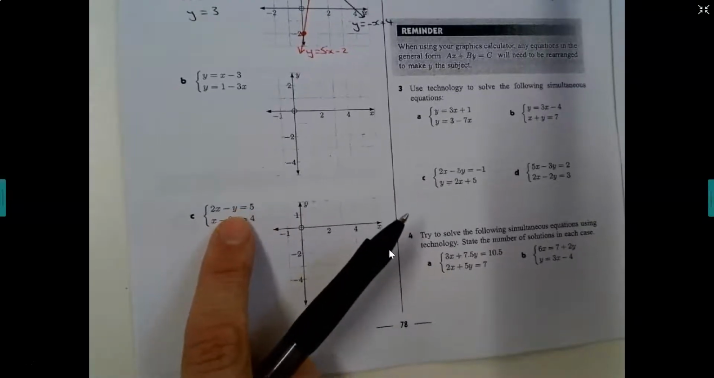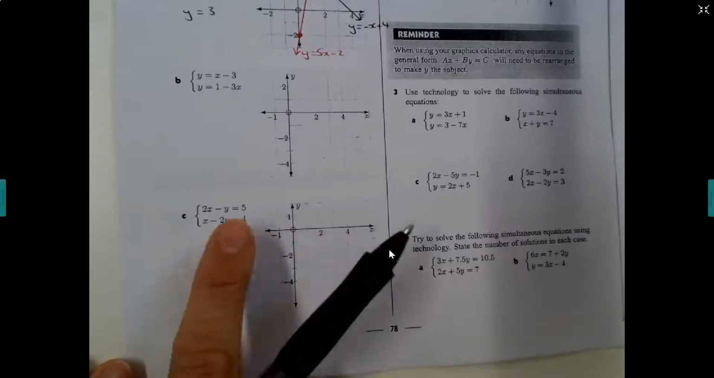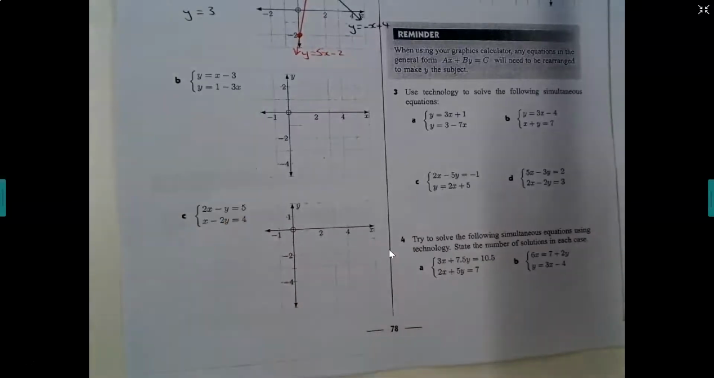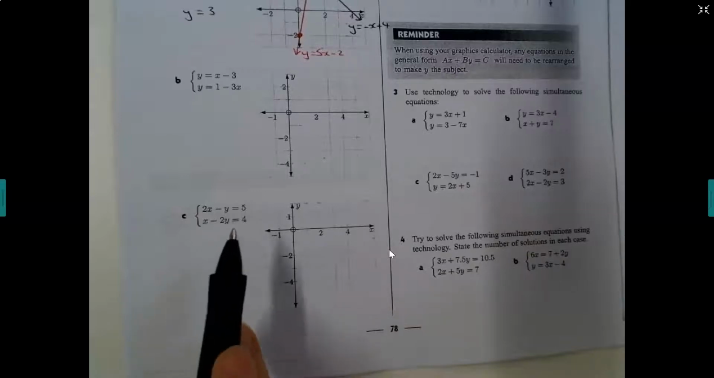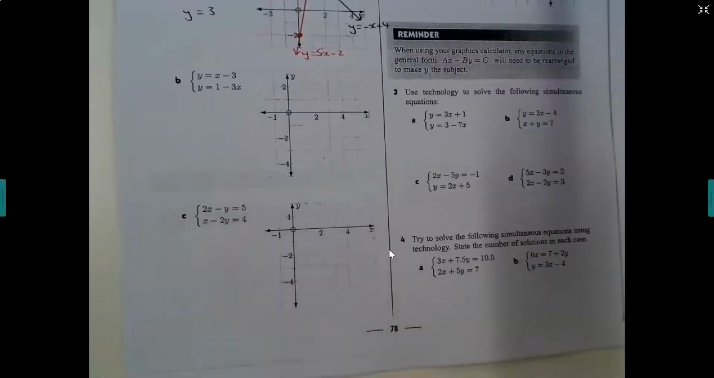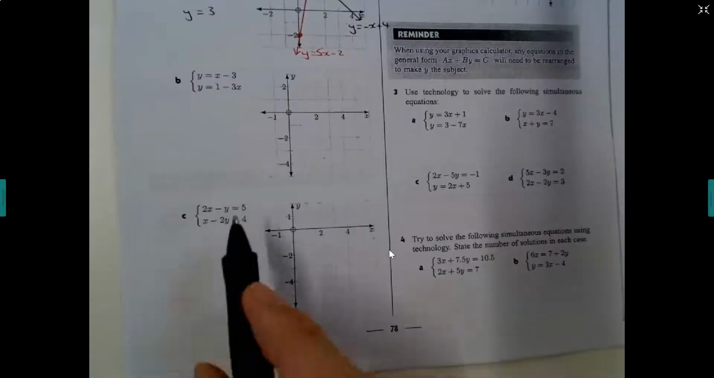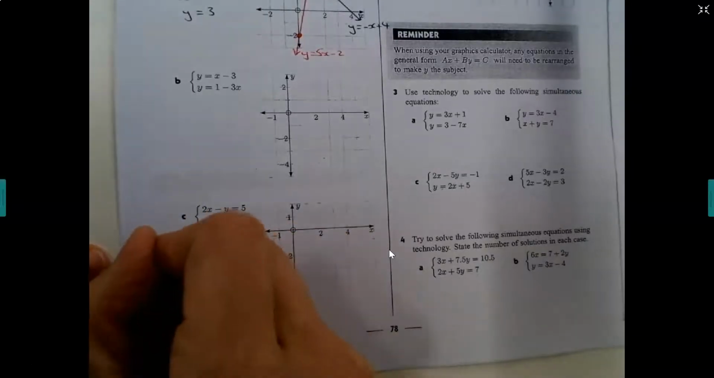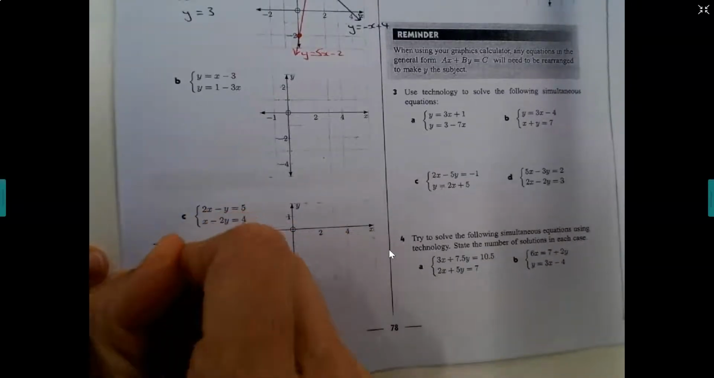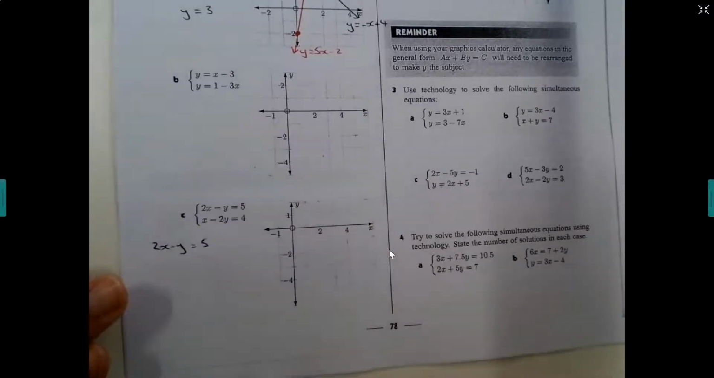What we have to do is we either have to write it in gradient intercept form, or this is called general form. There's another trick that we could do to help graph these. We can use the intercepts to help us graph it. So in fact, we might do C together. So let's consider the first equation. So 2x minus y is equal to 5.